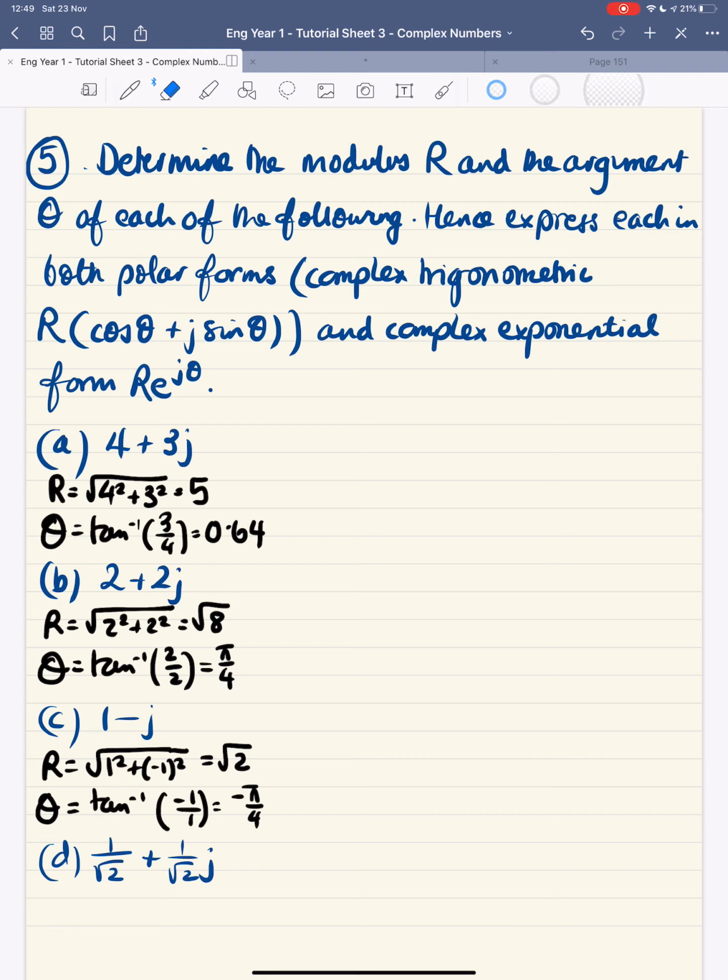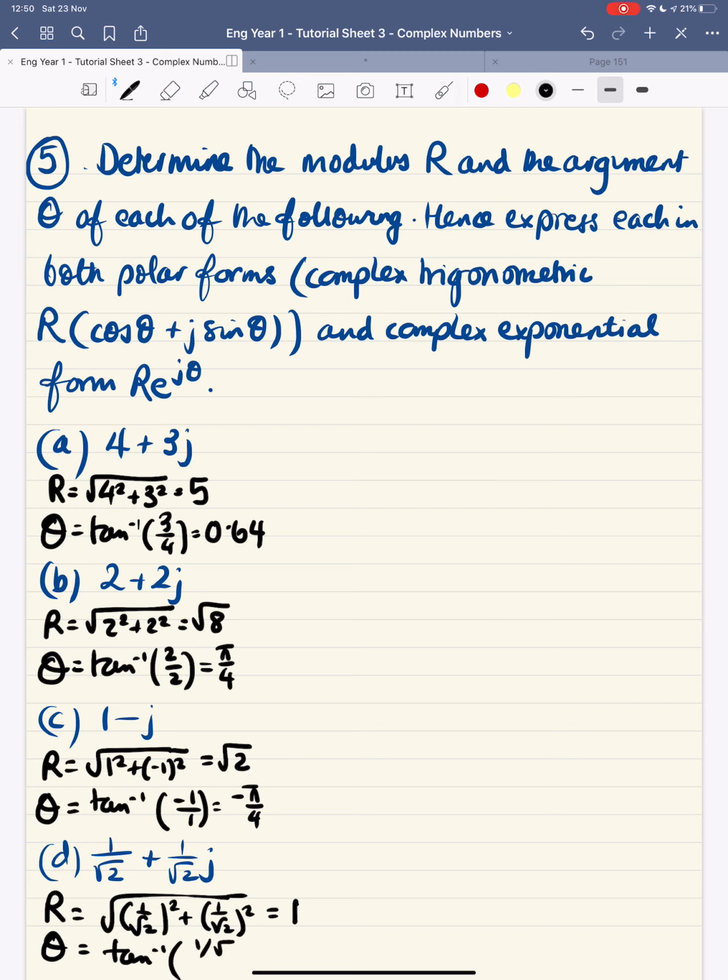And this one, the r is the square root of 1 over root 2 squared plus 1 over root 2 squared. 1 over root 2 squared is a half. A half plus a half is 1, so it's the square root of 1, which is 1. And theta, tan inverse 1 over root 2 divided by 1 over root 2, which is plus pi by 4. Okay, so I've done that down the side there.